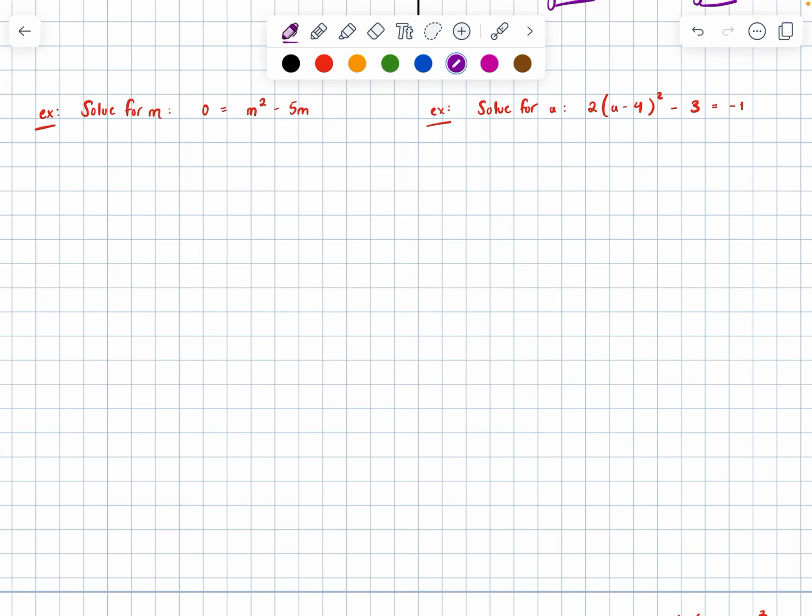All right, let's do it. I want to solve for m. If 0 equals m squared minus 5m, well, I've already got a 0 on one side. Let's try to factor the other. Notice that both of these have a common factor of m. If I take m away from m squared, that leaves me with one copy of m. Take m away from negative 5m, that leaves me with negative 5.